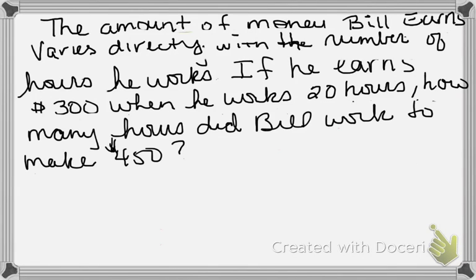Okay, this is part 2 to the varies directly. Same situation as the first one. The amount of money Bill earns varies directly with the number of hours he worked. If he earned $300 when he worked 20 hours, how many hours did Bill work to make $450?